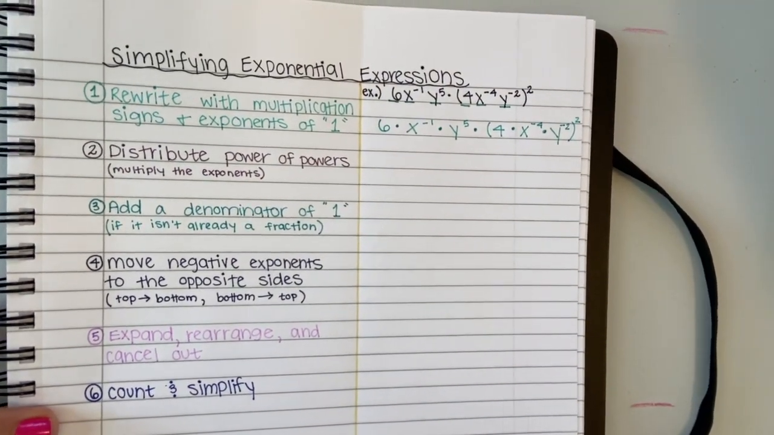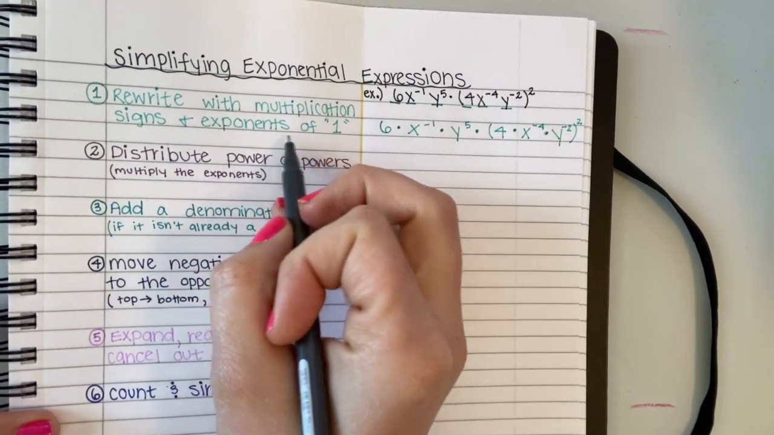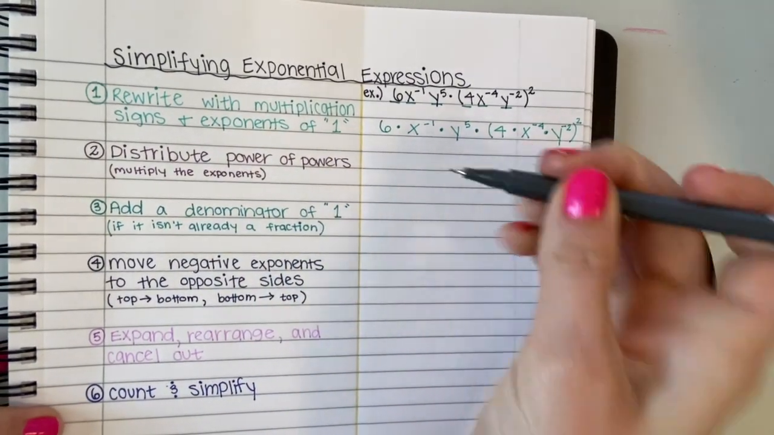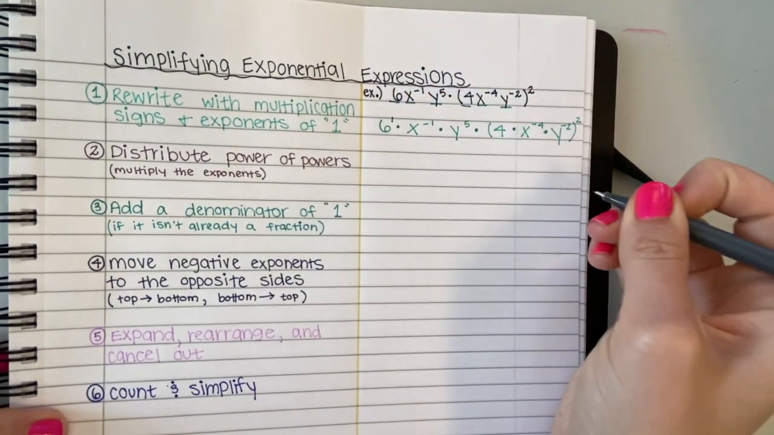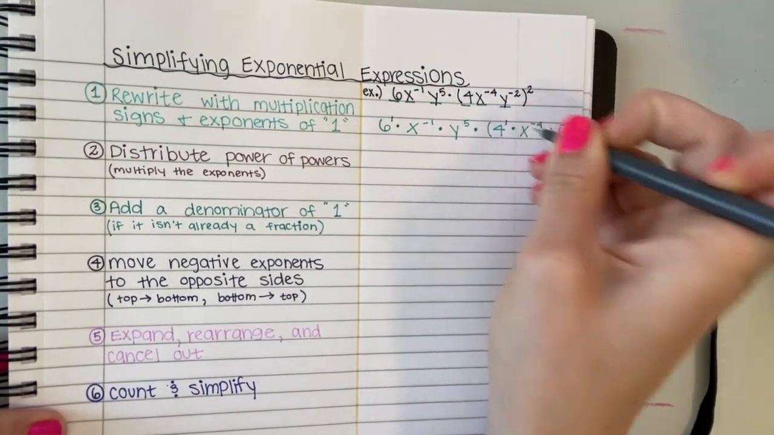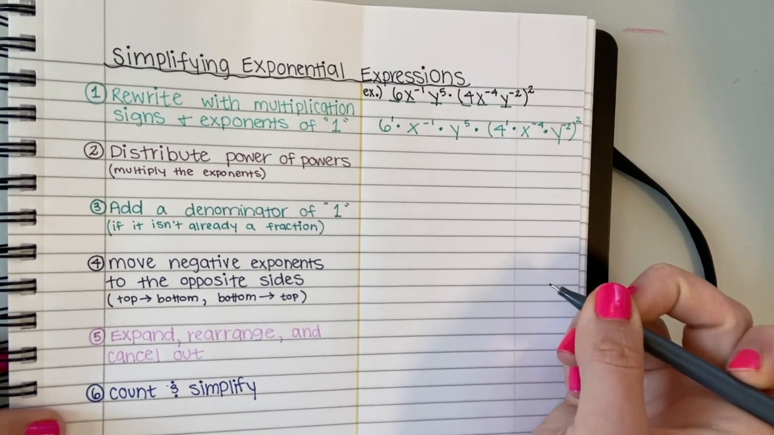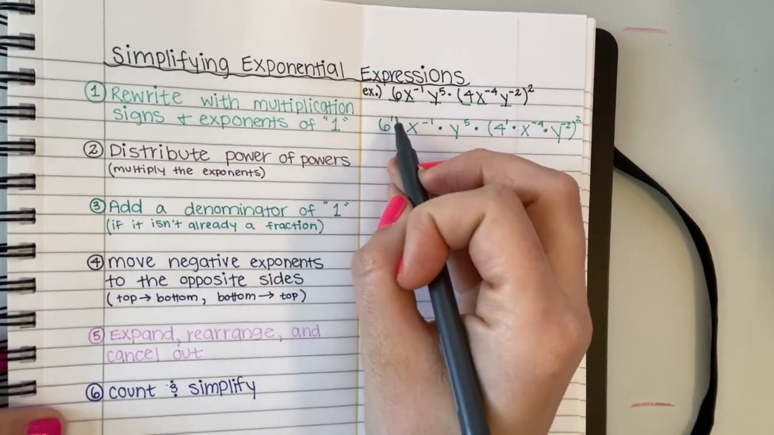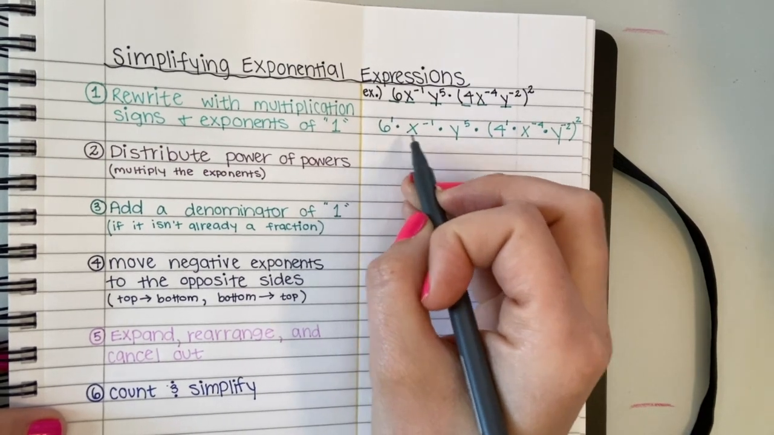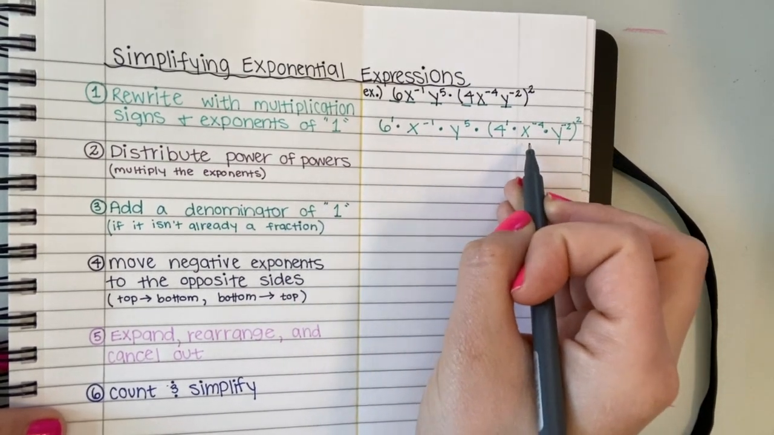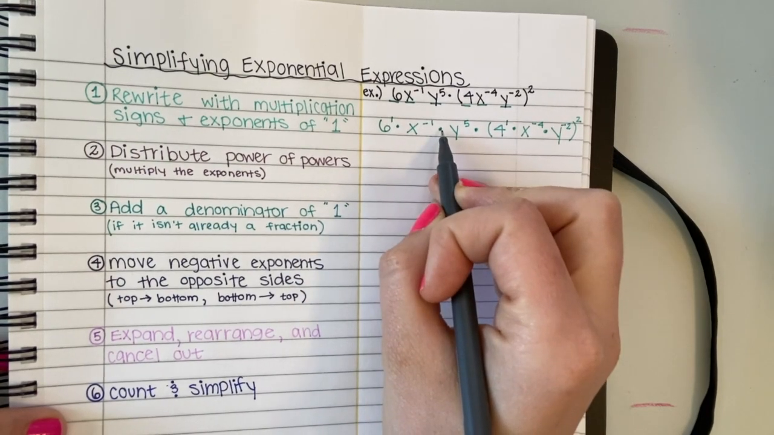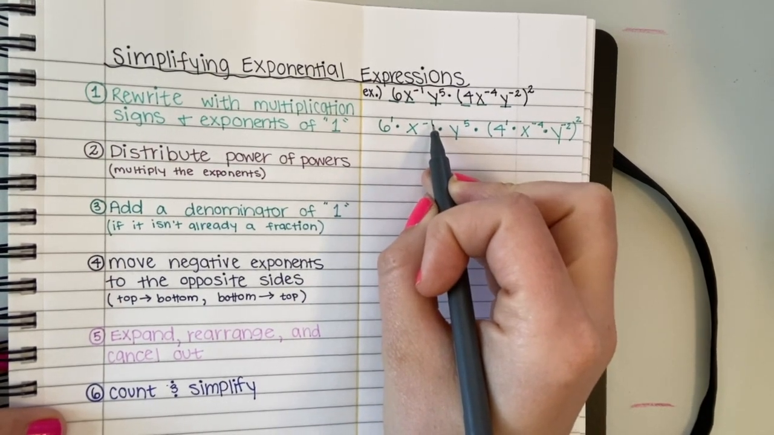Once I have done that, I also want to add exponents of 1 where there are no exponents. So I'm going to put a 1 right here and a 1 right here. That just helps me remember that there is this invisible exponent of 1 on every factor. So now notice that everything separated by a multiplication sign has its own exponent.